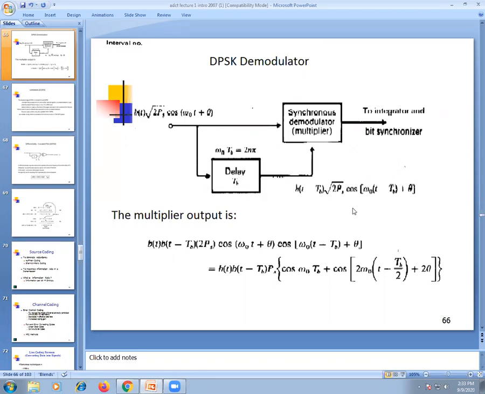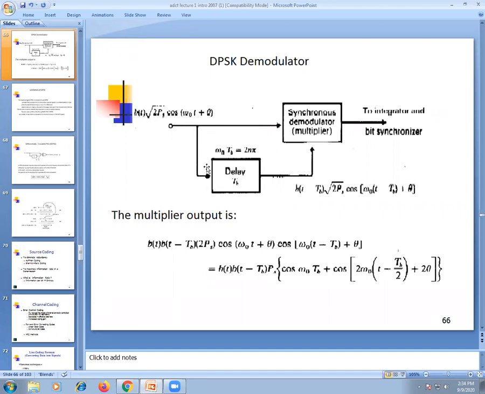In the BPSK block diagram, the modulation part has a balanced modulator, and the differential data is given by an XOR operation and a one-bit delay. Now let us look at demodulation. The synchronous detector input is V of t, root 2 PS cos omega naught t plus theta. There is no square law device in the receiving part of the DPSK demodulator.